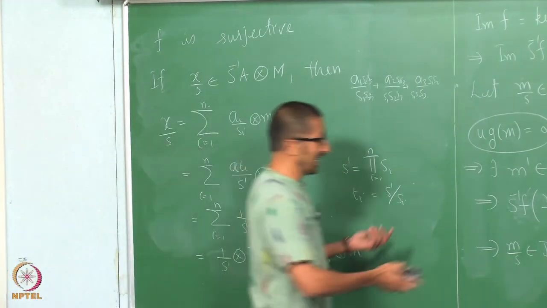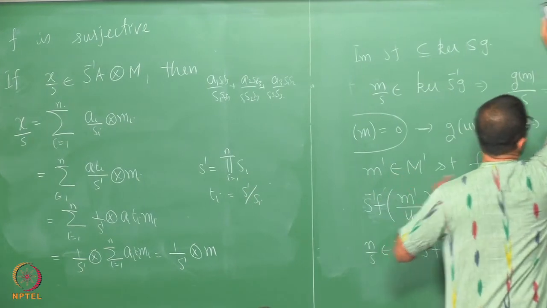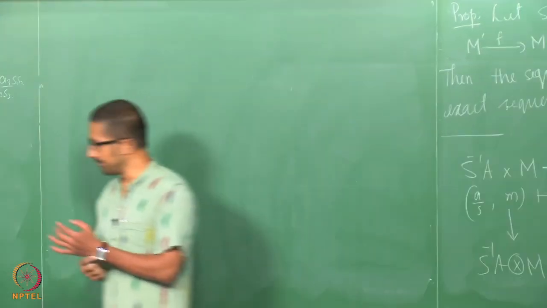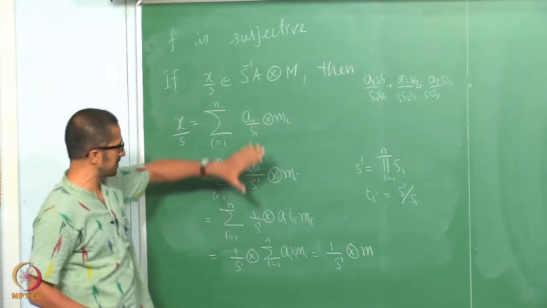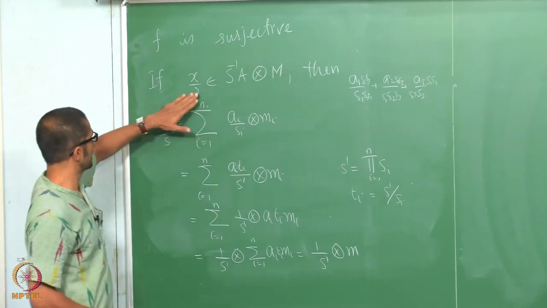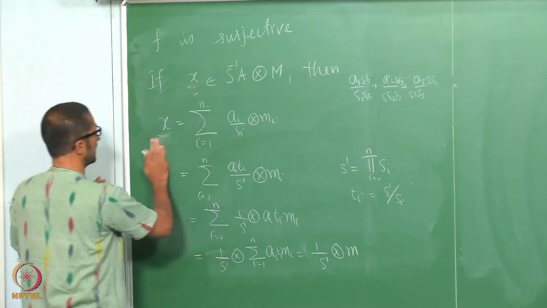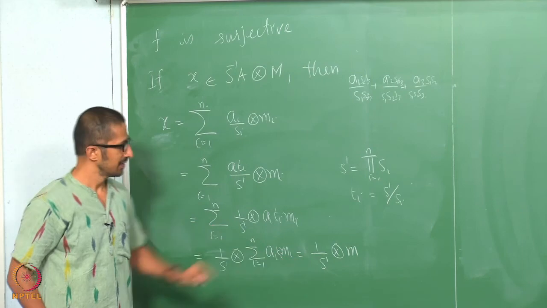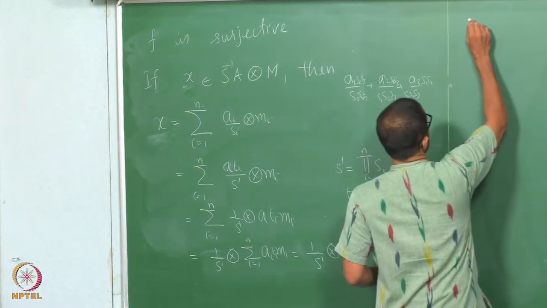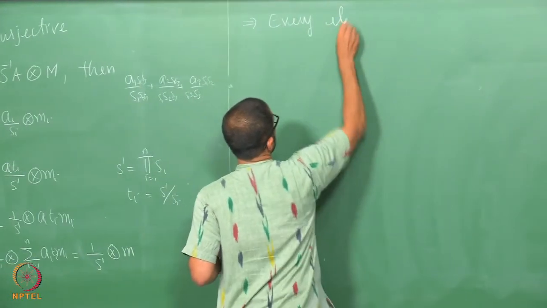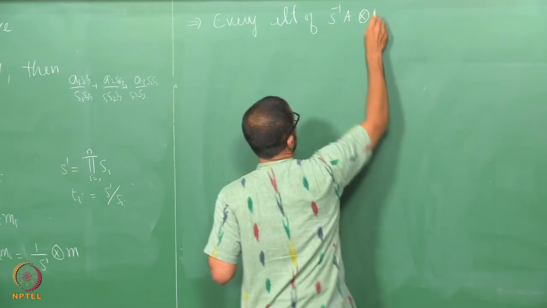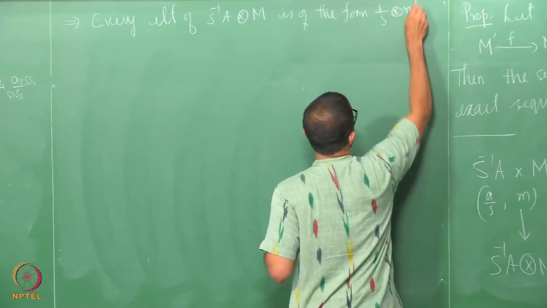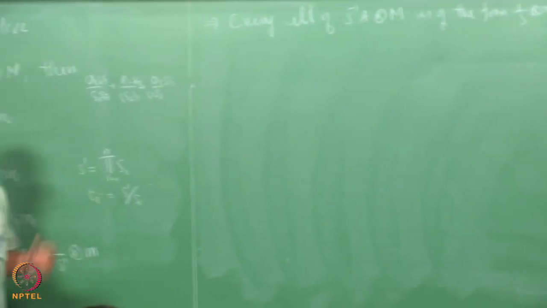So, what did we show? Every element of S inverse A tensor M is of the form 1 by S tensor with some element of M. Every element of S inverse A tensor M can be represented in this manner. So, this is some element x in this, of this form. This implies every element of S inverse A tensor M is of the form 1 by S tensor M prime. Now, it is much easier to handle.